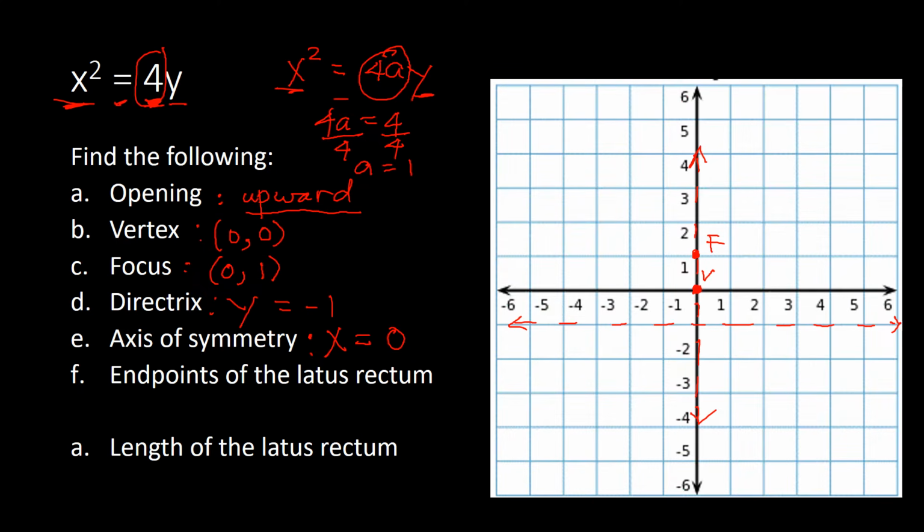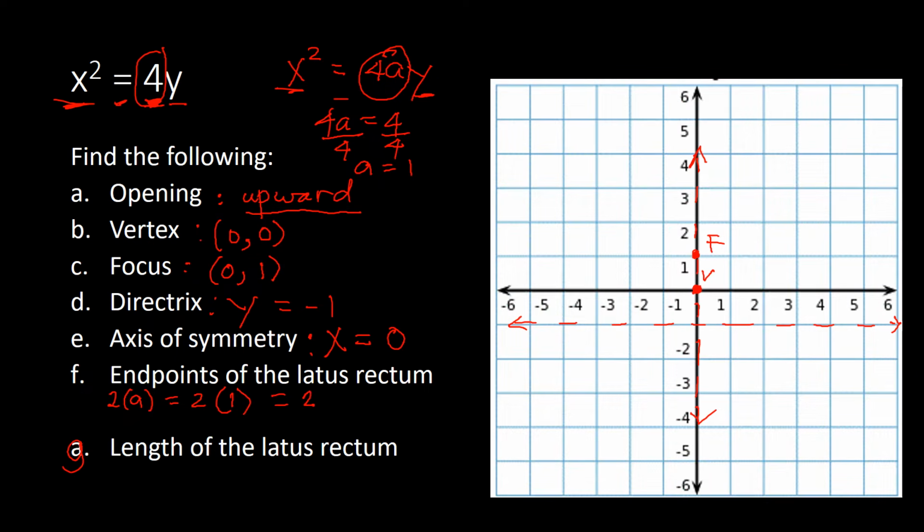So next one, we are going to identify the endpoints of the latus rectum so that we can draw the graph. The endpoints of the latus rectum will be determined through multiplying our a by 2. So 2a is equal to 2 times our a there, which is 1. So this is equal now to 2.